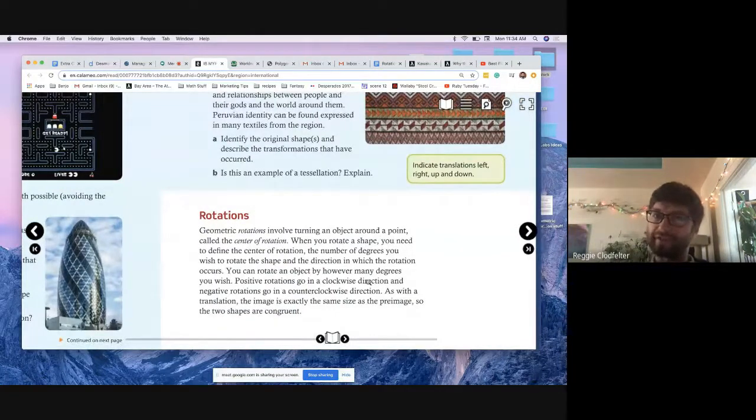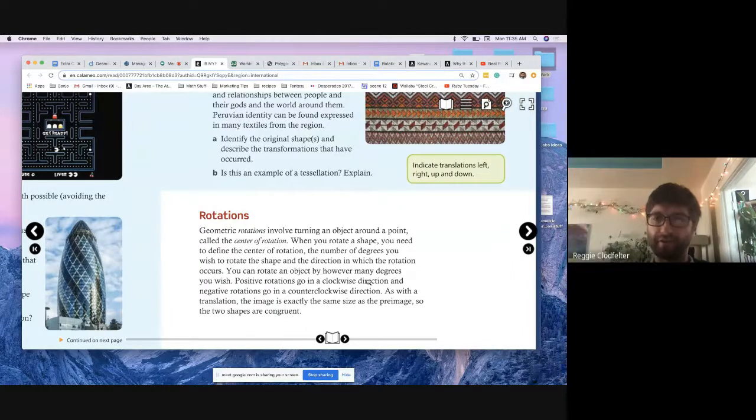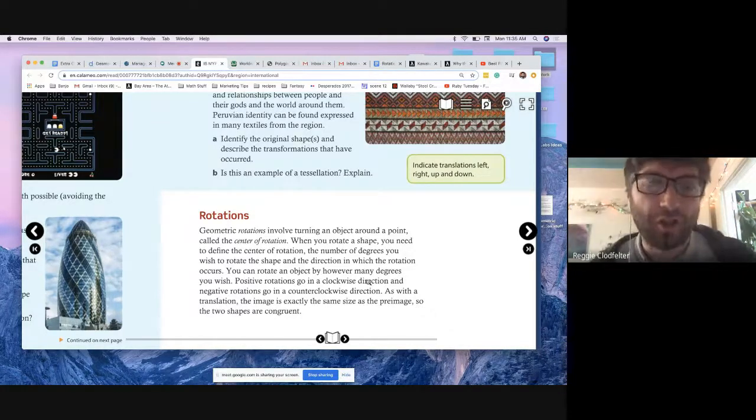Geometric rotations involve turning an object around a point called the center of rotation. When you rotate a shape, you need to define the center of rotation, the number of degrees you wish to rotate the shape, and the direction in which the rotation occurs. You can rotate an object by however many degrees you wish. Positive rotations go in a clockwise direction, and negative rotations go in a counterclockwise direction. As with a translation, the image is exactly the same size as the pre-image, so the two shapes are congruent.